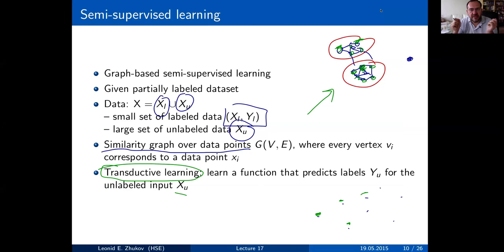So typically, this transductive learning or semi-supervised learning is used when you have lots of data points but very few labels. Now, if you have enough labels, you can just use regular supervised learning. If you do not have a lot of labels, what you try to do is use as much as possible the structure of the data. And the structure of the data means similarities between nodes given to you.